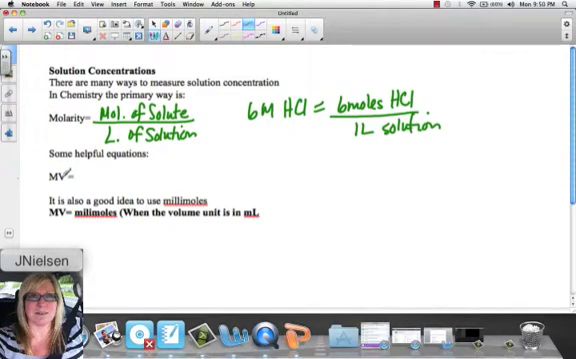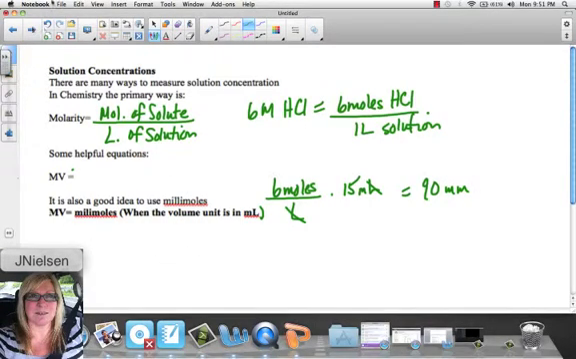Some other helpful equations that you might see: MV is millimoles. So when we're using milliliters, sometimes it's also easier to do calculations. So basically how this works is if I have 6 moles per 1 liter and I'm changing to milliliters, my liters cancel and I am left with millimoles, not millimeters, millimoles.